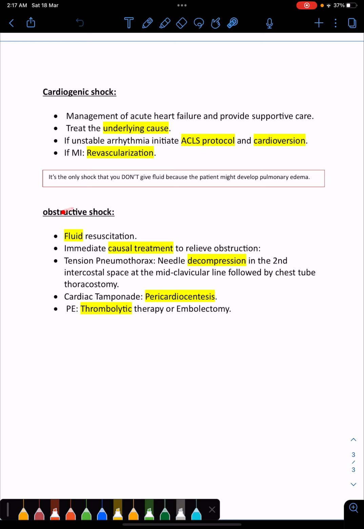So basically, the obstructive shock is similar to cardiogenic shock, but we're trying to remove the underlying cause and treat the underlying cause. So this is what we do in the obstructive shock, and sometimes we treat the clots. Okay.